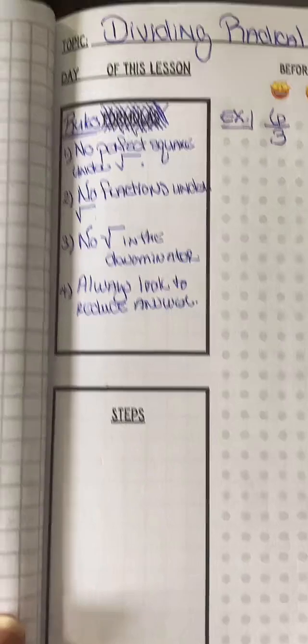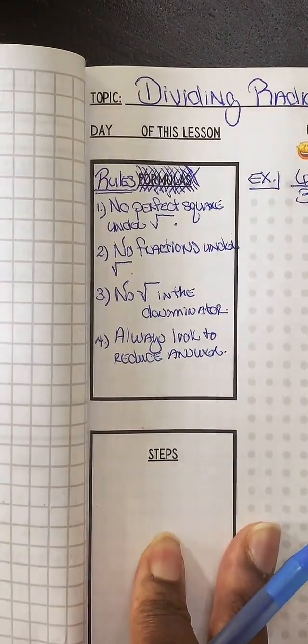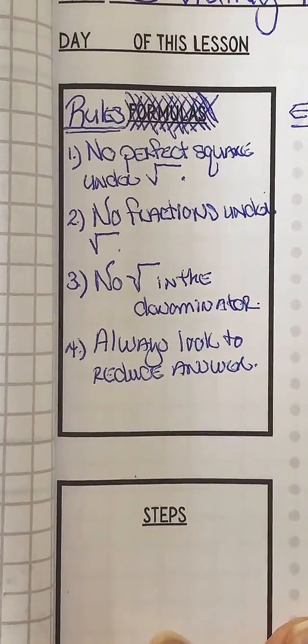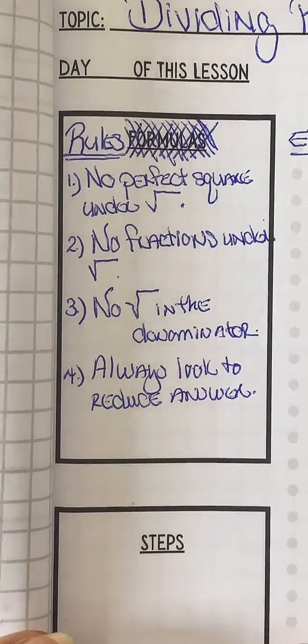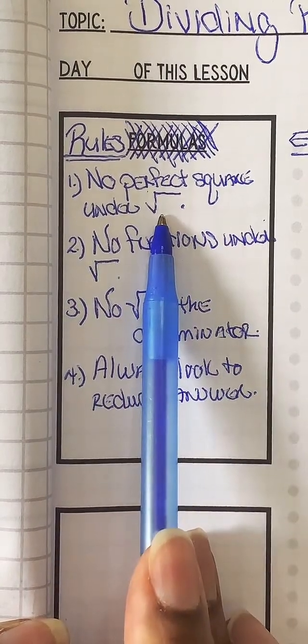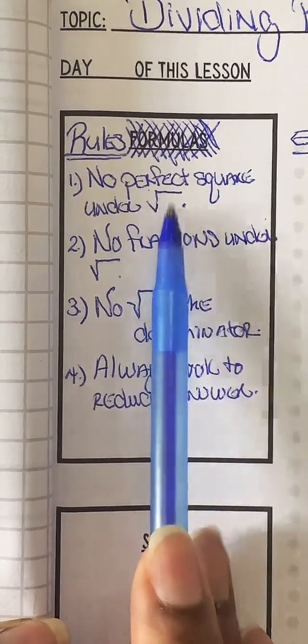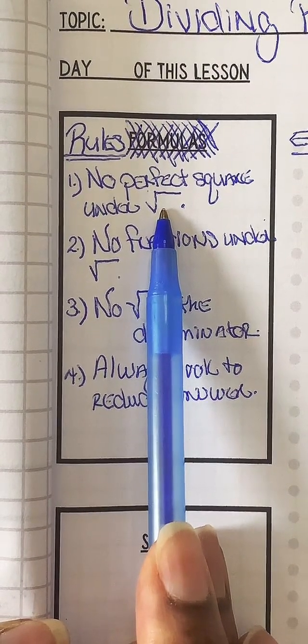So we have four things that you have to keep in mind when you are dealing with dividing of radicals. Here we go. All right, so rule number one: no perfect squares underneath the square root. So anytime you see that square root and there's a perfect square, go ahead, simplify it, right?